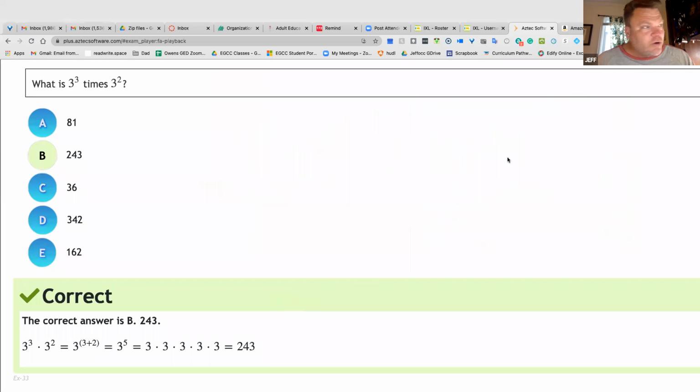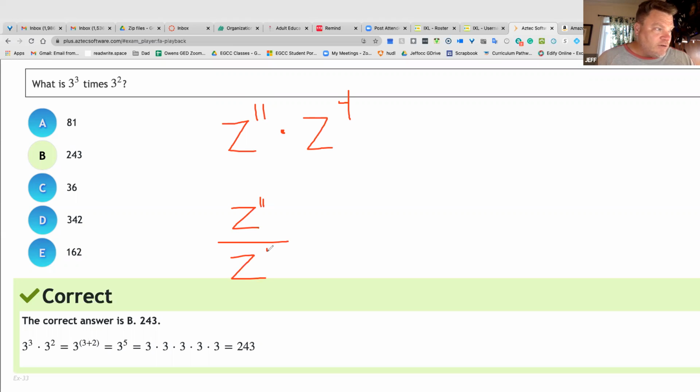So here we go. We're going to run through a bunch real quick. Z to the 11th minus, oops, plus, nope, what am I doing? Times Z to the 4th. And then Z's just weird. Got to mix it up though. Can't do X all the time. That's divided.